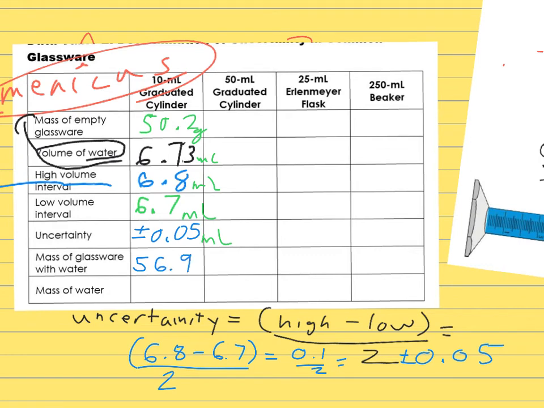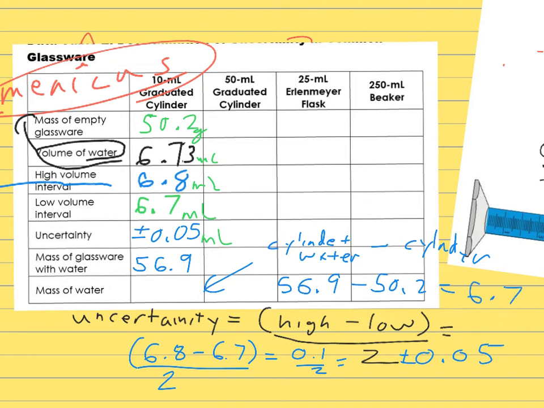How do you think you get that mass of water there? That mass of water would be the mass of the cylinder plus water that you just took minus the mass of the cylinder empty. So in this experiment that we just talked about, 56.9 minus 50.2 equals 6.7, it looks like. So that would be 6.7 grams. Are we good on how we're going to fill that in? You're going to repeat this process now for your 50, your 25, and your 250 milliliter beaker.